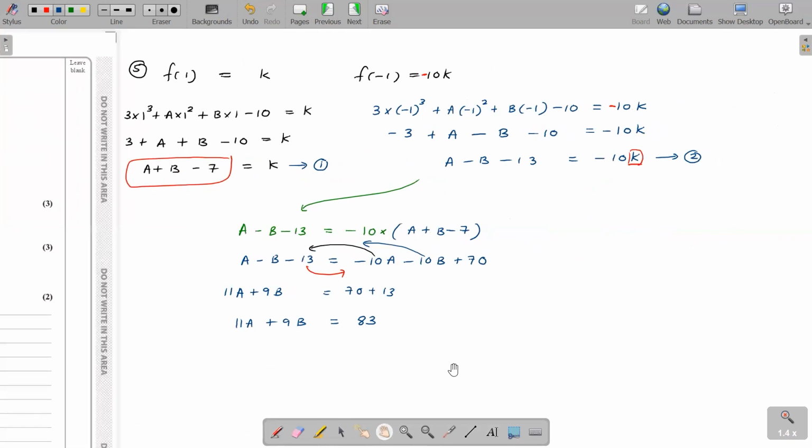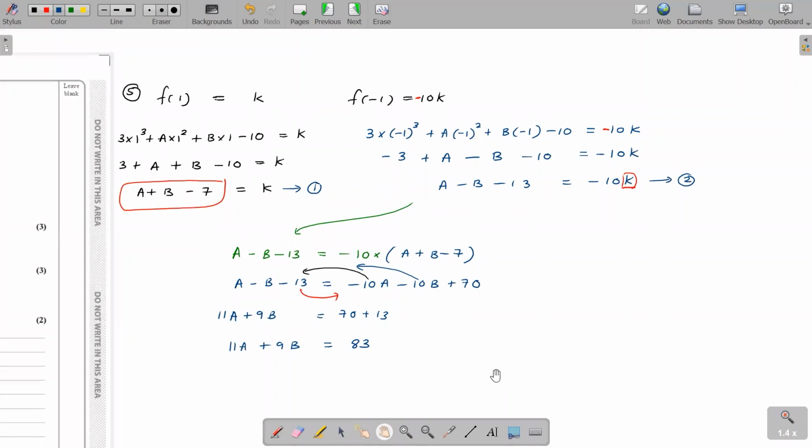So it's to show that. I know that you prefer to write a lesser number of steps, but in show that questions it's better that you show some working to get the full method marks, okay?